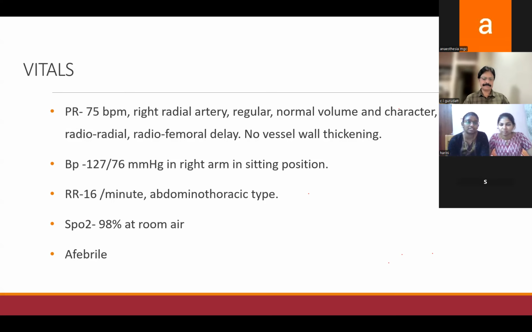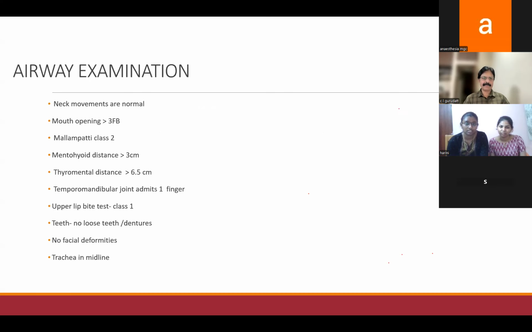Vitals: pulse rate 75 beats per minute measured in the right radial artery, regular, normal volume and character, no radioradial, no radiofemoral delay, no vessel wall thickening. BP of 127 per 76 millimeters of mercury in the right arm in sitting position, respiratory rate of 16 per minute, abdominothoracic type, and saturation of 98% in room air, and patient is afebrile. Next slide. Airway examination, neck movements normal. You just say it is normal airway. Yes, sir. Okay.